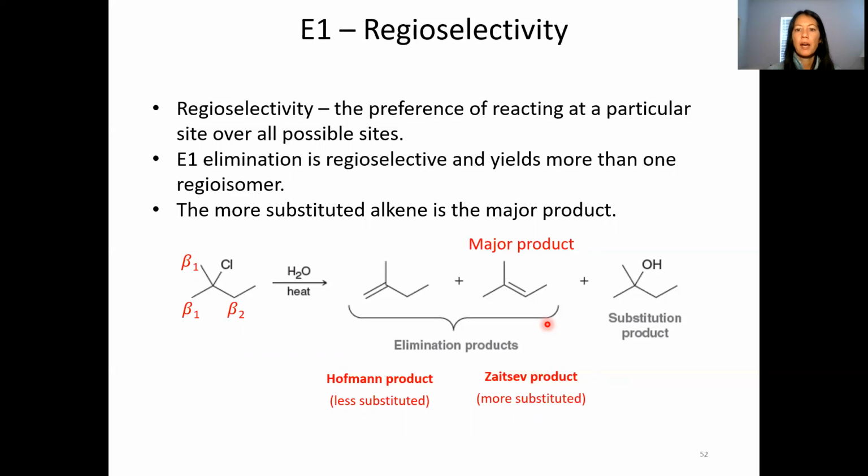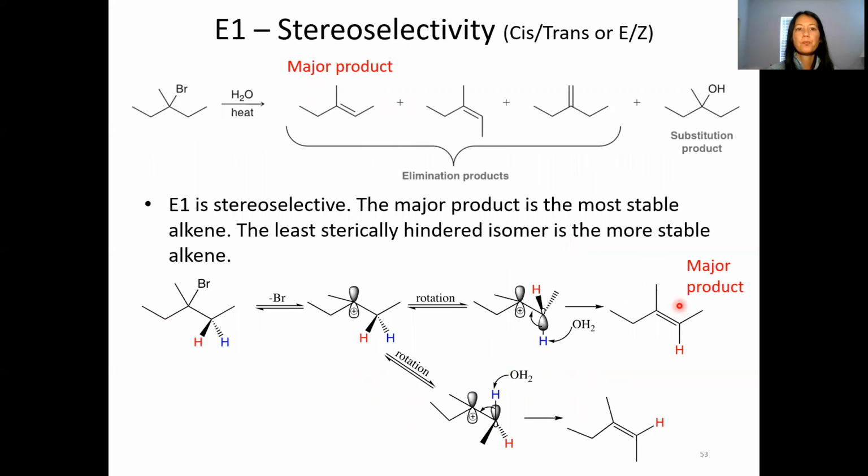We went over that in the alkene section. Less substituted, which we call the Hoffman product, those are less stable. So this will be the preferred major product here. You may also observe some substitution products as well.